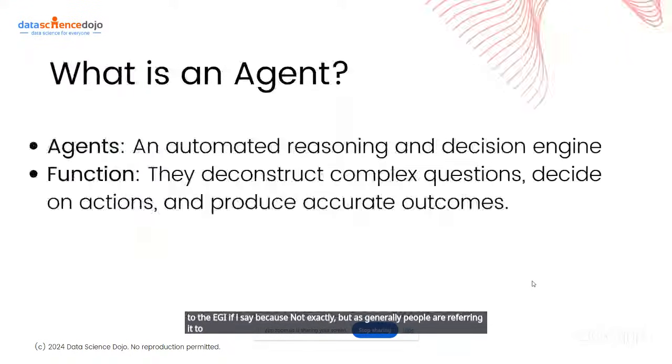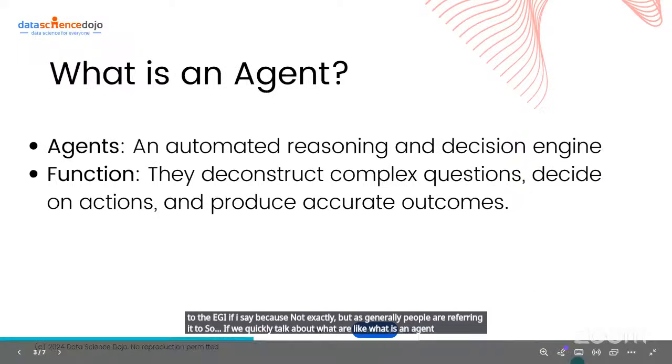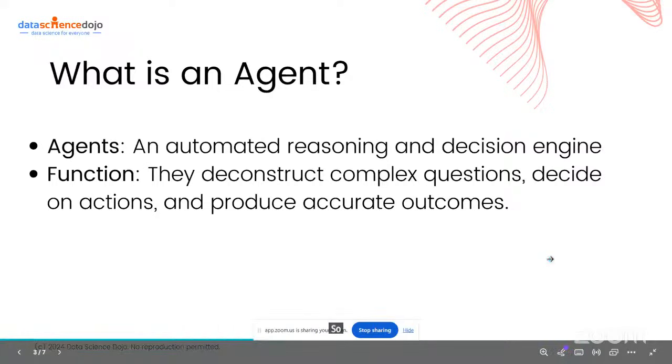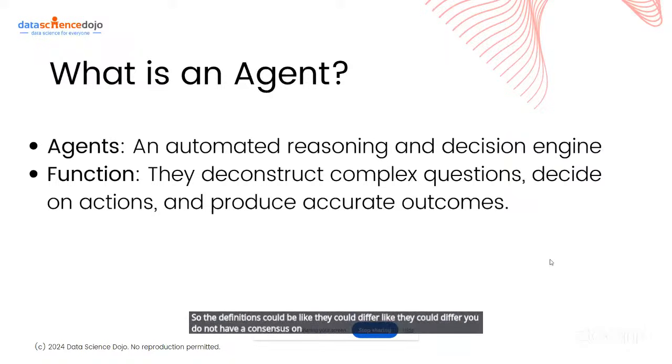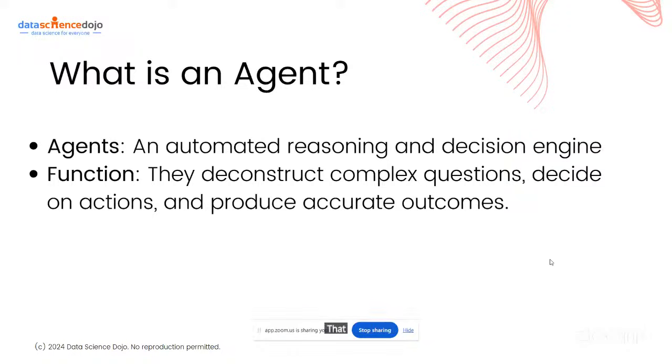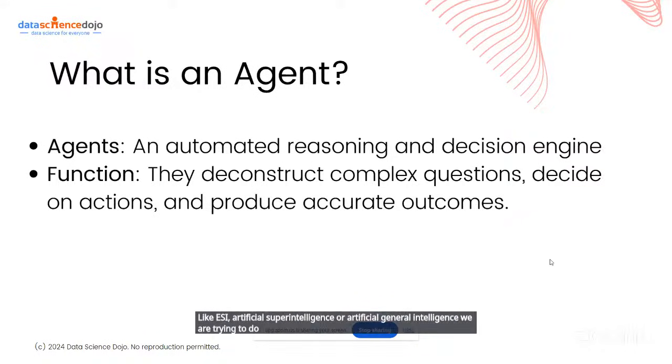So if we quickly talk about what an agent is, the definitions could differ. We do not have a consensus on the exact definition of an agent, but the general definition is an automated reasoning and decision engine. It reasons, and then it decides like a human does. That is what we are trying to achieve, like artificial super intelligence or artificial general intelligence. We are trying to decrease that gap of reasoning and deciding.